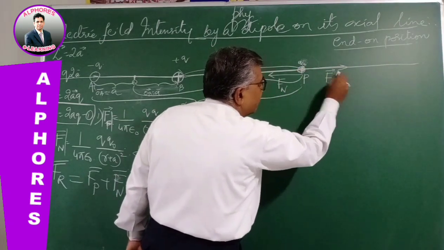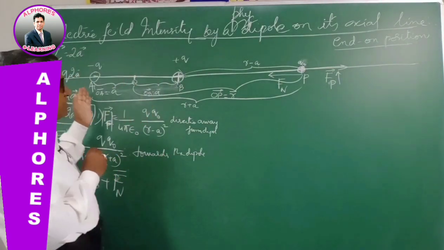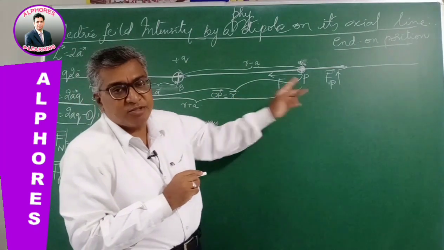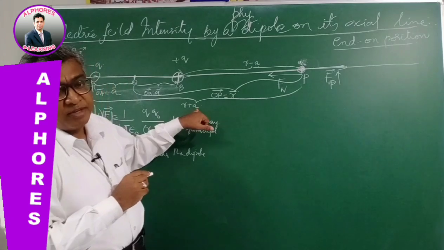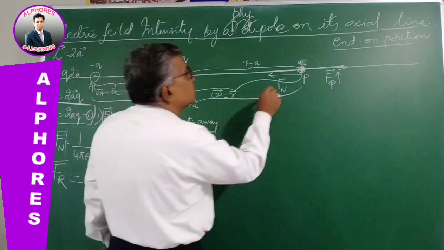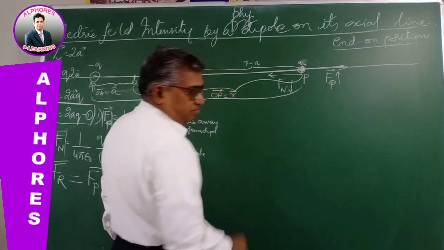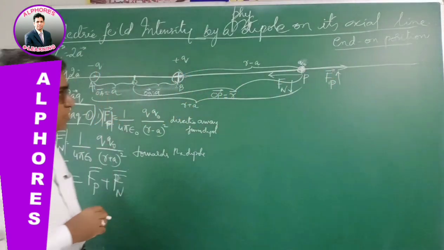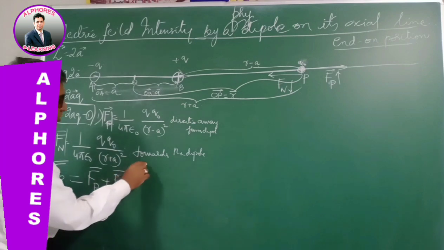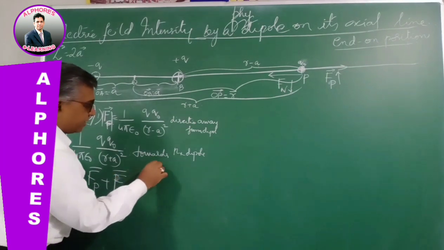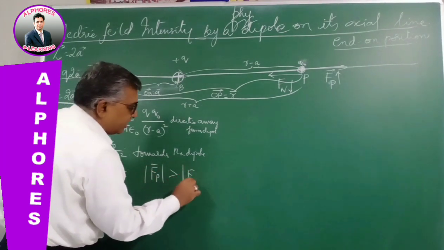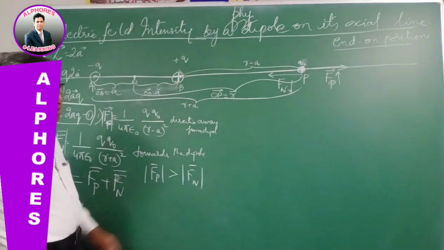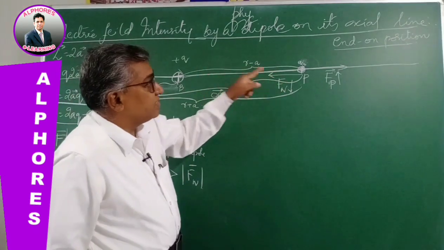This will be of more magnitude. Now the negative charge is far away from it. Distance is more, r plus a. Distance more, force will be less, so this will be of less magnitude. So force due to positive charge is of more magnitude and force due to negative charge is of less magnitude. So mod Fp is greater than mod Fn. Force due to positive charge is more when the test charge is on this side.